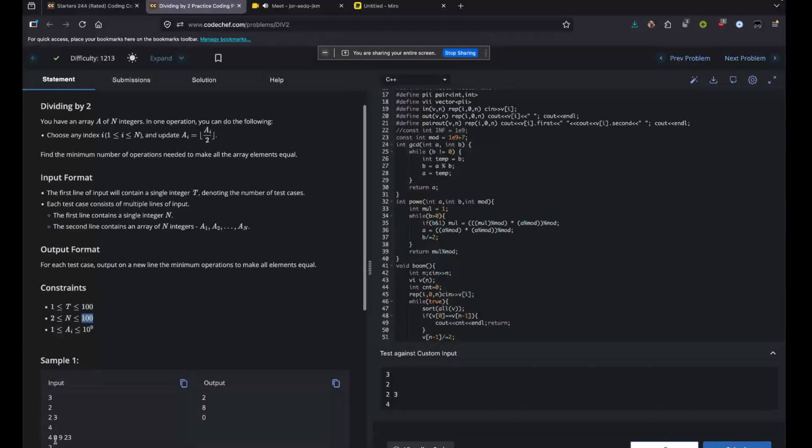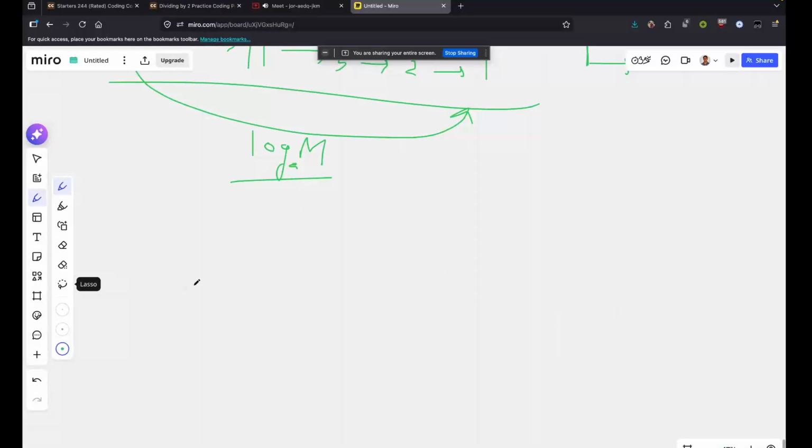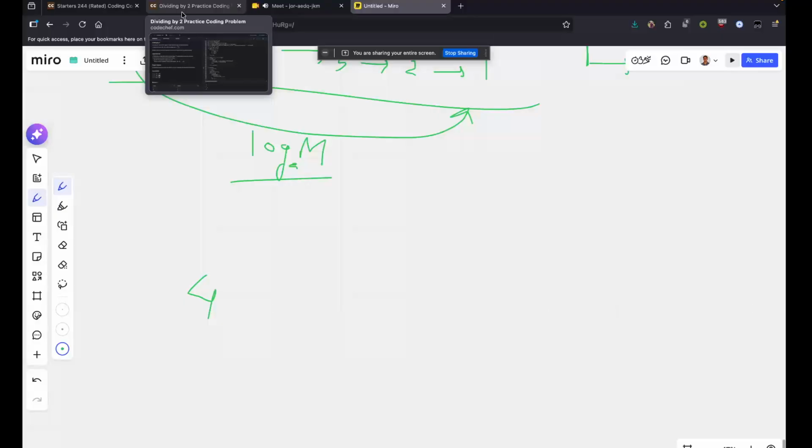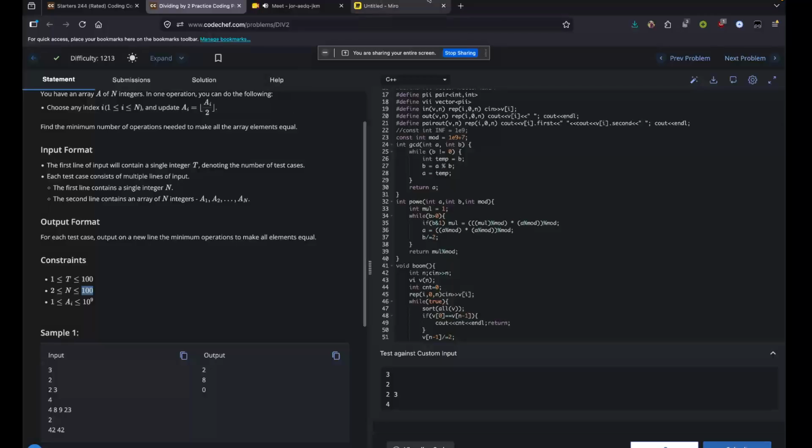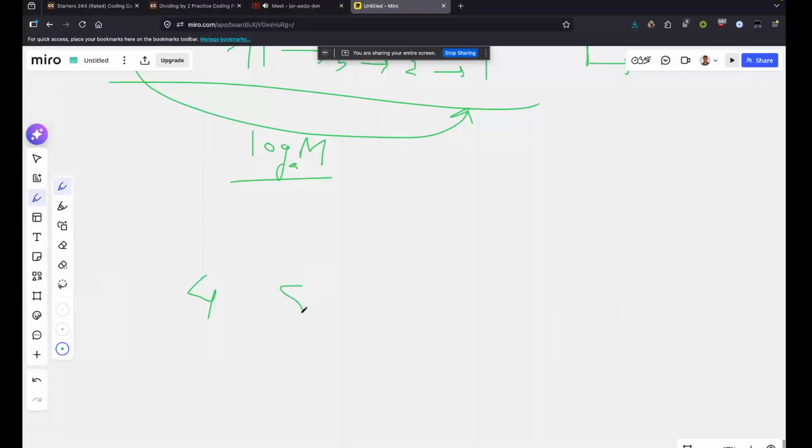Suppose this one, 489 and 23. This question has repeated, it came in a CodeChef contest last time. That's why I used that word.